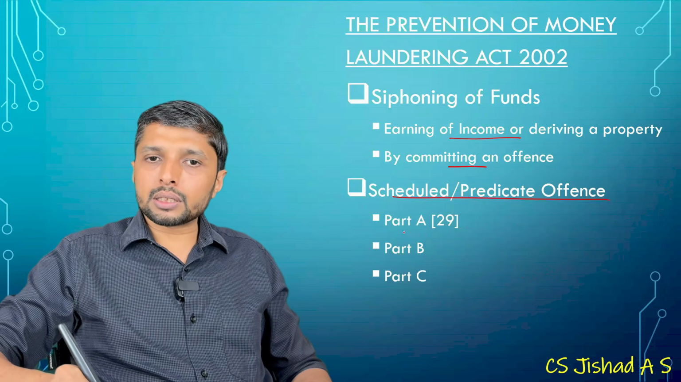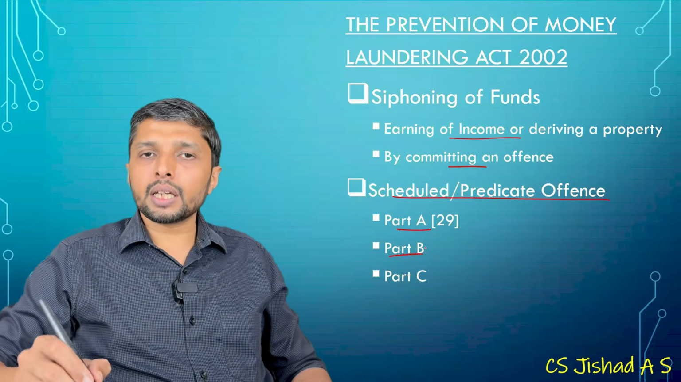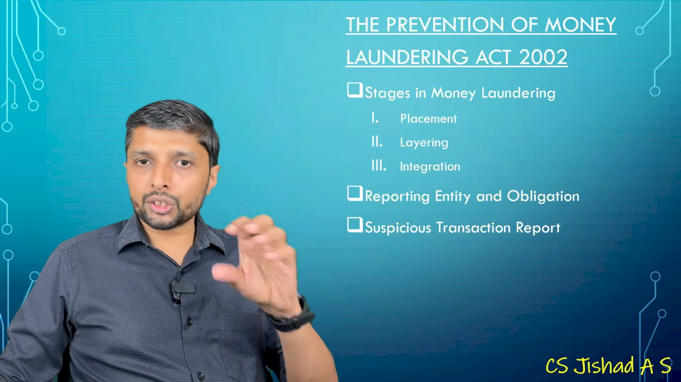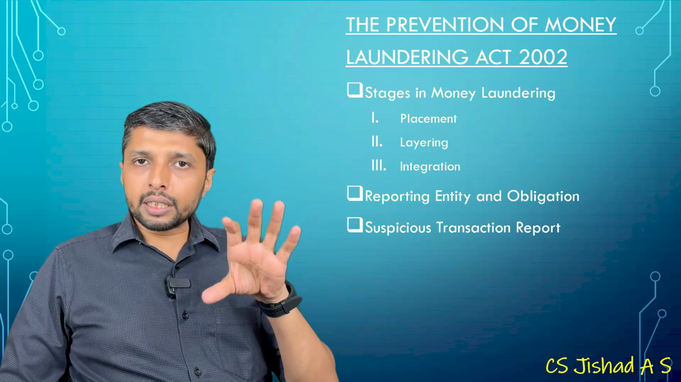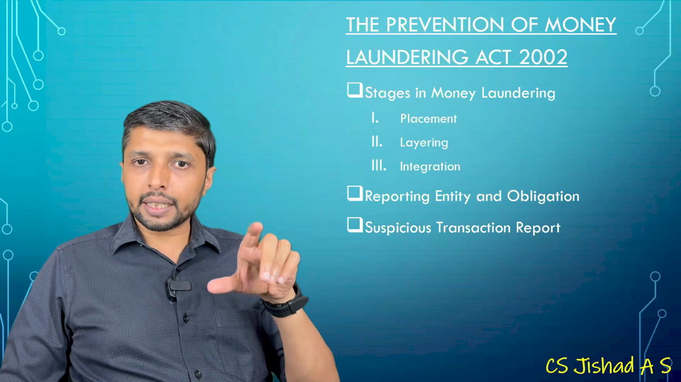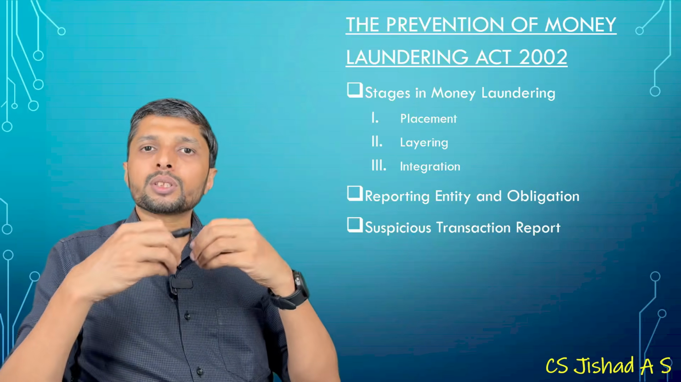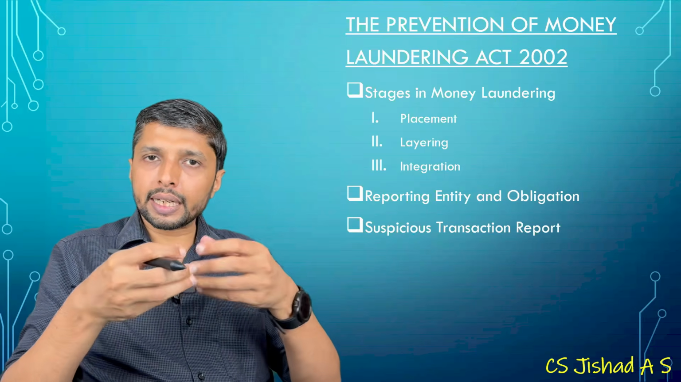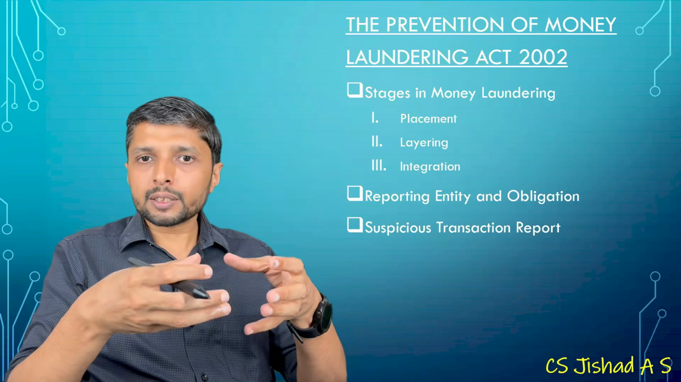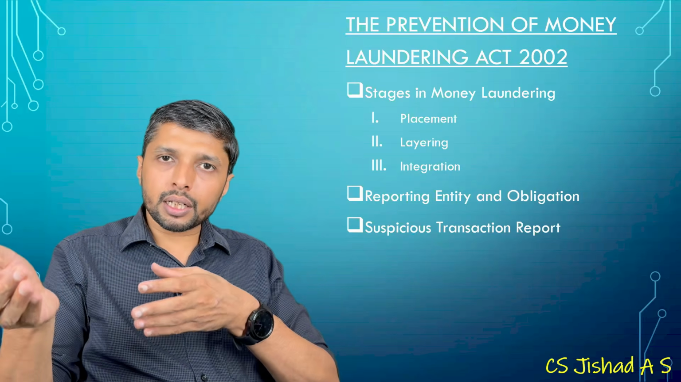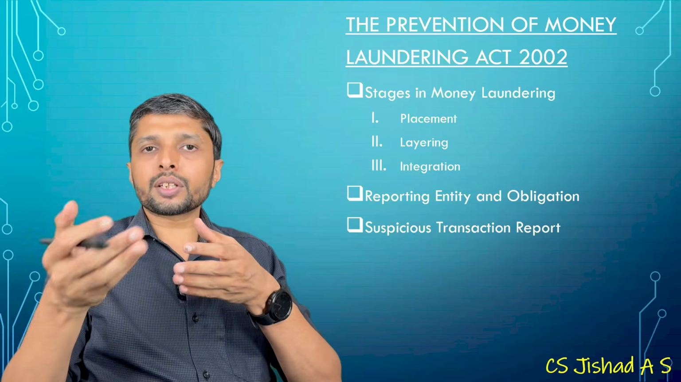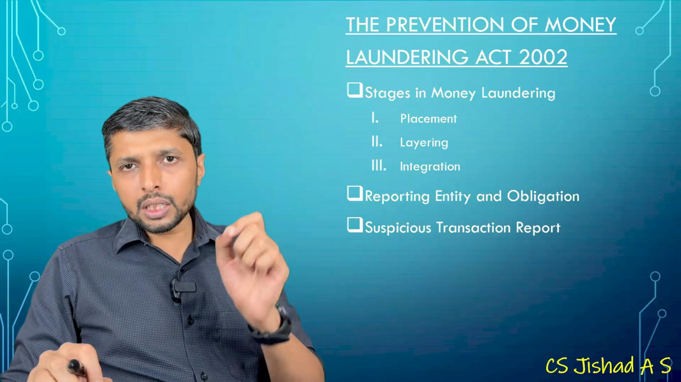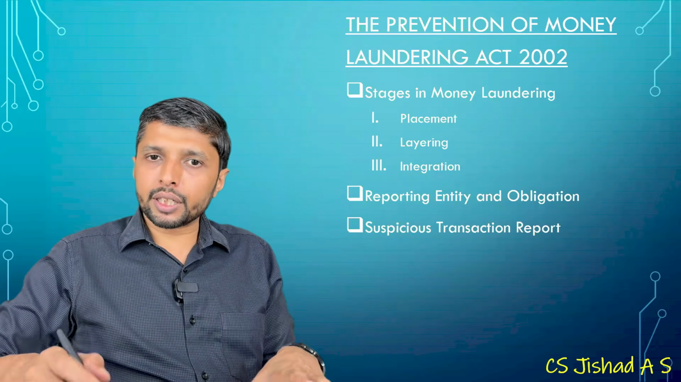The scheduled or predicate offenses: in Part A there are 29 acts, Part B has 132 of customs, and Part C covers cross-border offenses with cross-border implication. Under money laundering, there are three stages: placement, layering, and integration. Placement means you are introducing the funds into the financial system, breaking them into small parts, like purchase of instruments. Layering means you are moving the funds to a distance. Integration means you are taking back the funds, reintroducing them into the financial system by investing in real estate, business assets, luxury assets, etc.